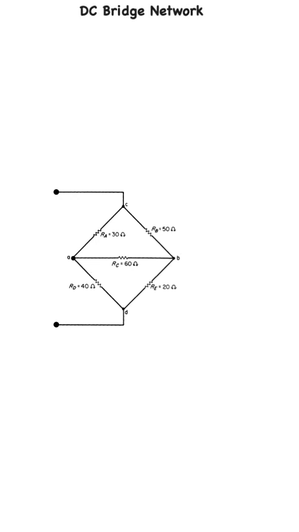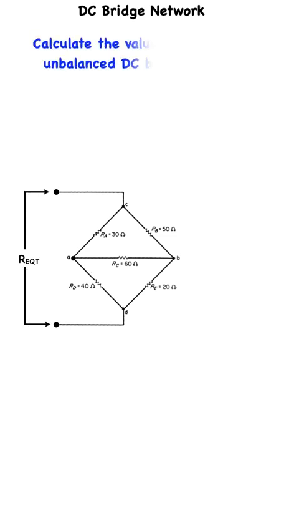Given this DC bridge network, we are to calculate the equivalent value of REQT in this unbalanced DC bridge network. The first step is to convert the upper delta set of resistors to an equivalent Y circuit.